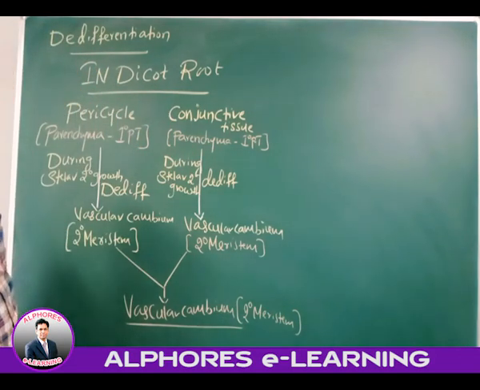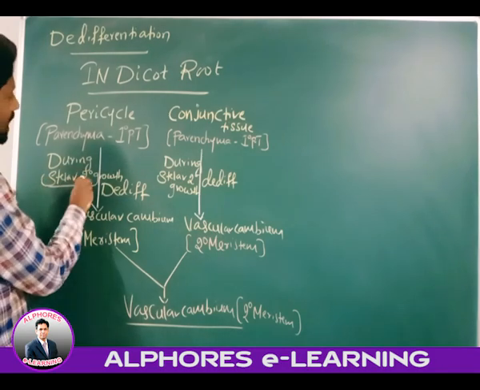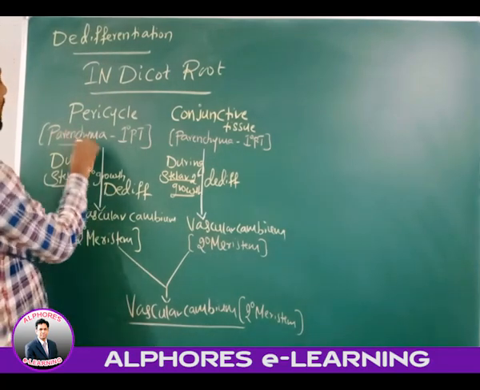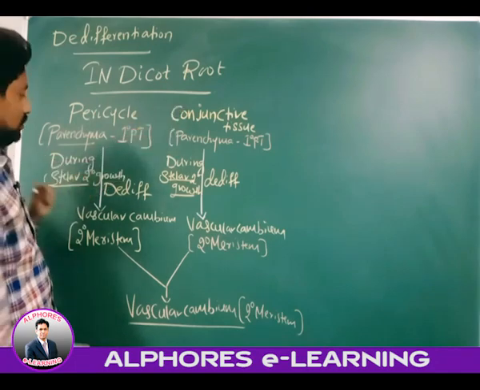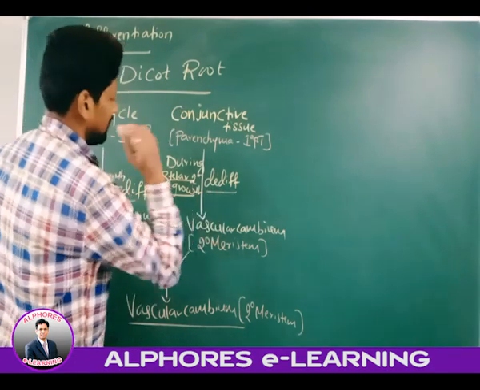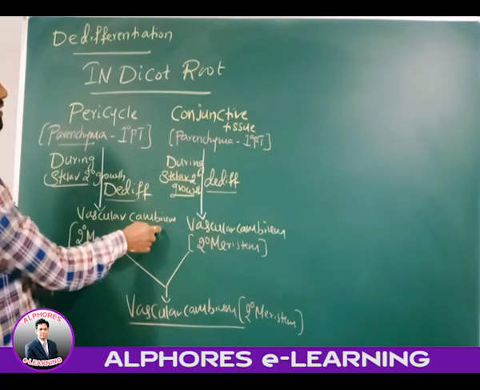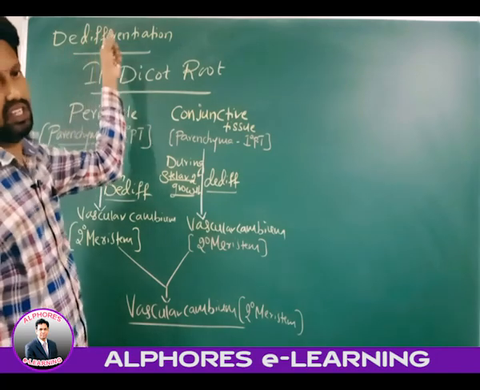Simple concept. See here. During stellar secondary growth, what happened? Parenchyma of pericycle, parenchyma of conjunctive tissue, they underwent dedifferentiation process and produced vascular cambium. Therefore, vascular cambium of dicot root is also an example for dedifferentiation process.